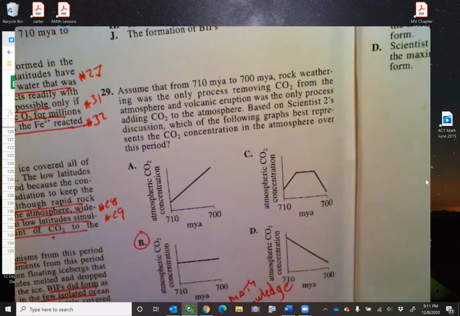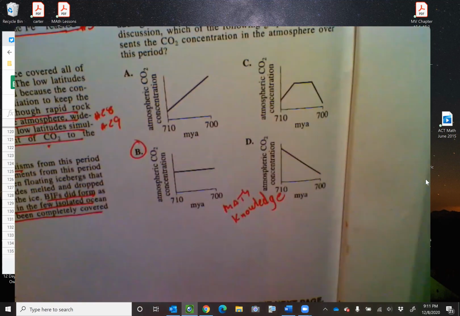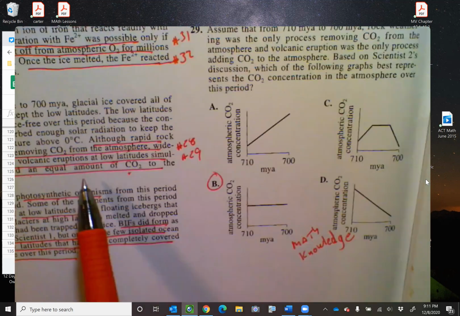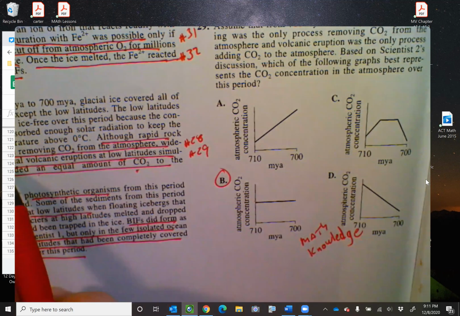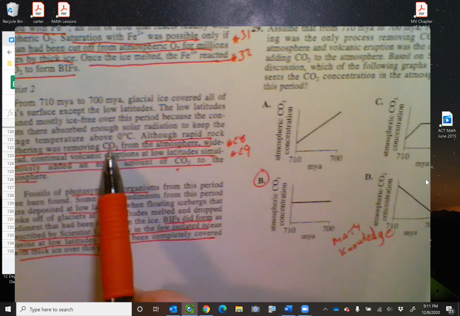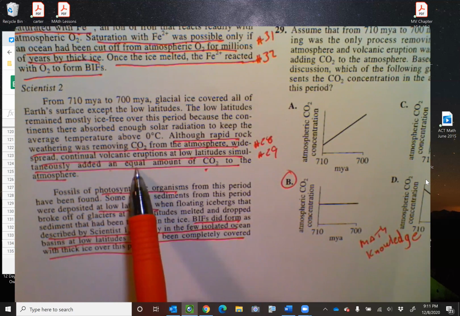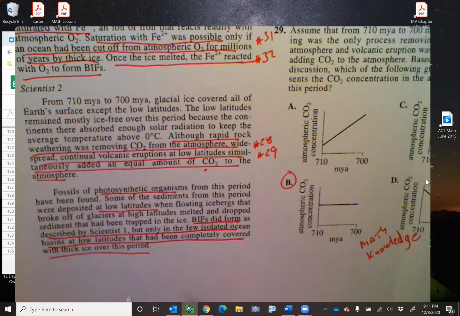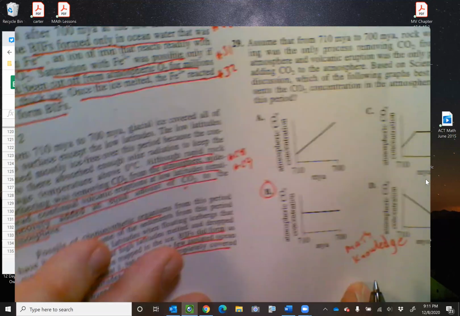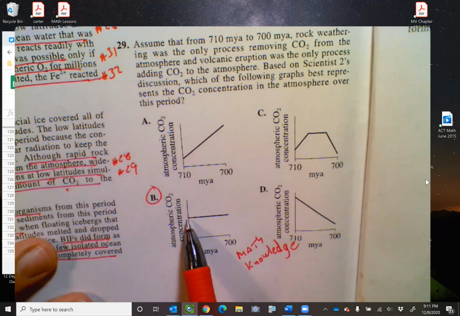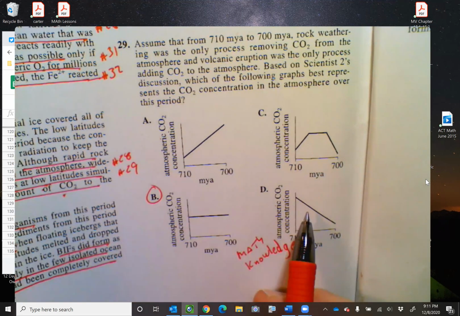The next question asks, what would be the graph of that? Well, it's going to be letter B. It's a little bit of math knowledge because we're told that the rapid rock weathering was removing CO2, but the volcanoes were erupting and adding an equal amount of CO2. So the weathering is removing it, but the volcanic eruptions are putting the same amount back in. So that means the amount of CO2 will be unchanged, right? That's what that graph is indicating.